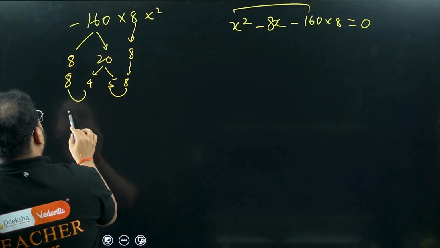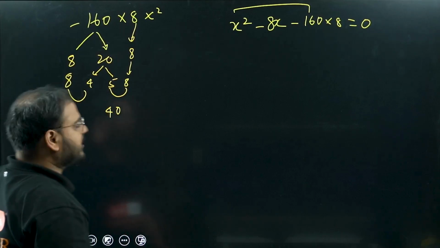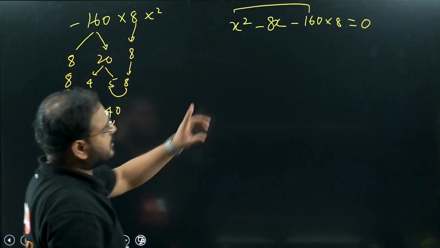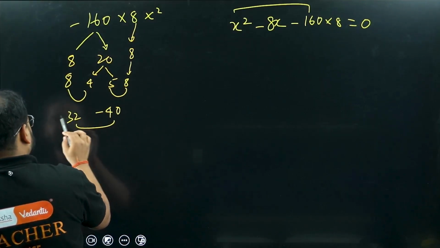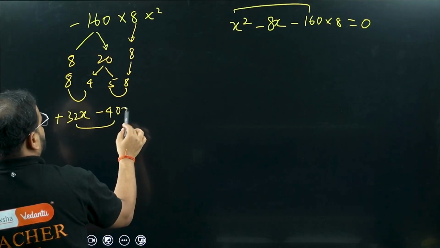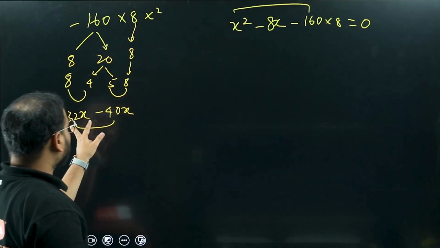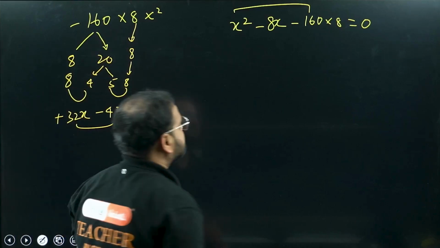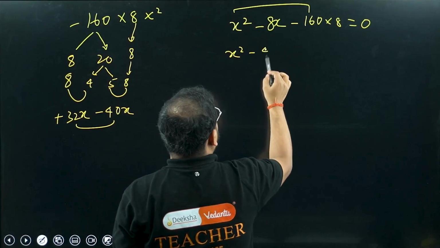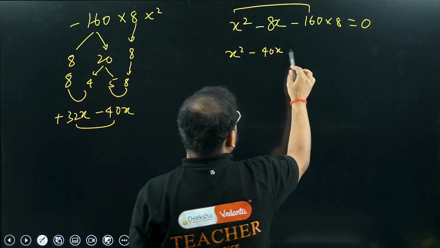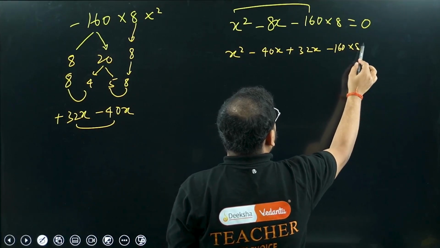8 times 4 is what? 32. 5 times 8 is 40. Right? 40 minus 32 is how much? 8 is coming, but I want a negative one, so take this as negative, this as positive. Here x and x. 32x minus 40x is how much? Minus 8x, and the product is going to be this number. So right here: x square minus 40x plus 32x minus 160 times 8 equals 0.